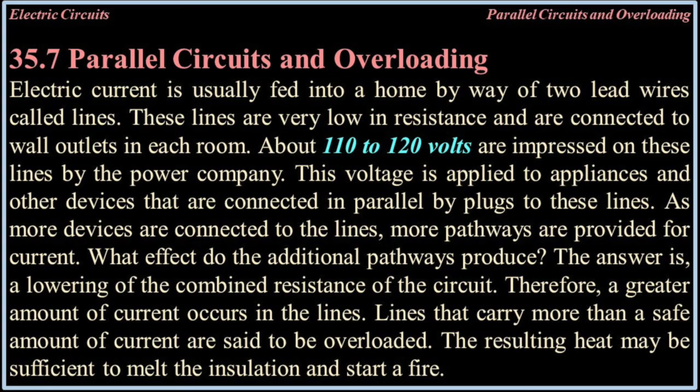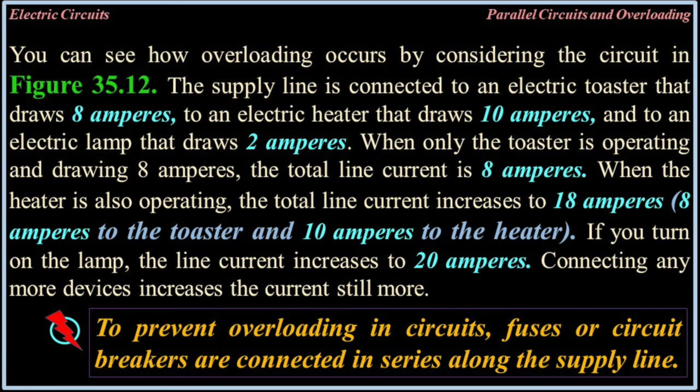As more devices are connected to the lines, more pathways are provided for current. What effect do the additional pathways produce? The answer is a lowering of the combined resistance of the circuit. Therefore, a greater amount of current occurs in the lines. Lines that carry more than a safe amount of current are said to be overloaded. The resulting heat may be sufficient to melt the insulation and start a fire.